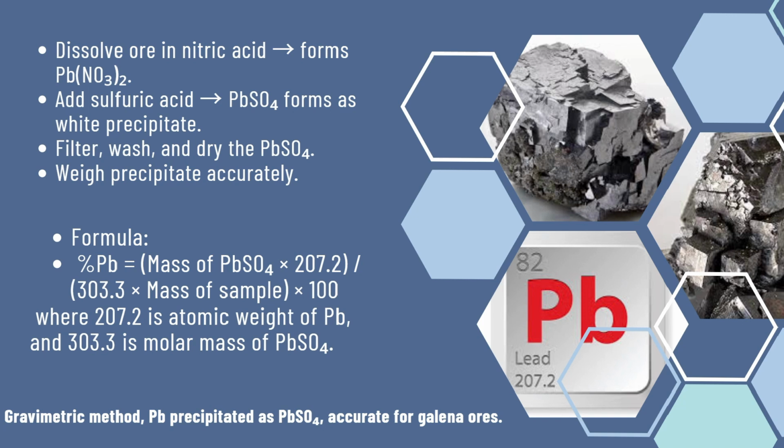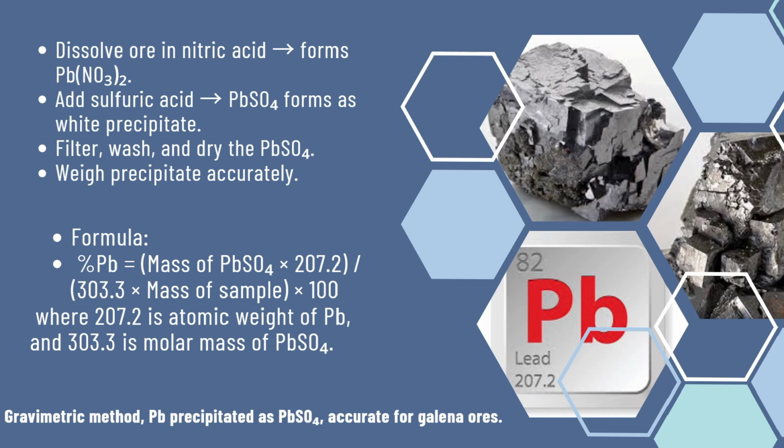So here is the detailed procedure. The ore sample is first dissolved in nitric acid to form lead nitrate. Then sulfuric acid is added, precipitating lead as lead sulfate, a white crystalline solid. The precipitate is then filtered, washed, dried, and finally weighed.